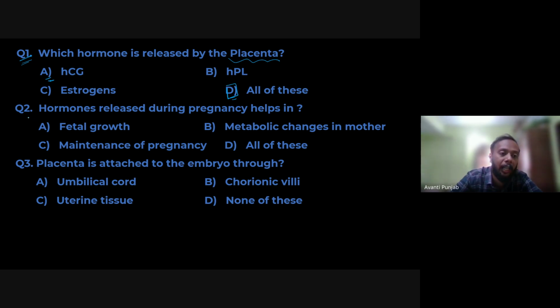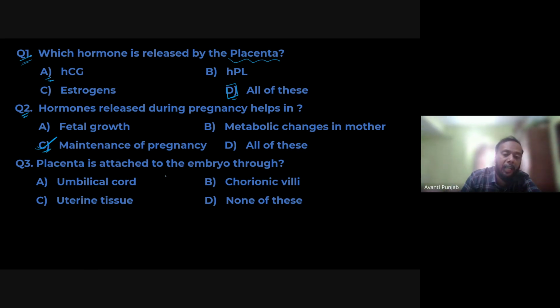Hormones released during the pregnancy help in? हार्मोन जो यहाँ पे प्रेगनेंसी के दौरान रिलीज करे जा रहे हैं वो यहाँ पे किस तरीके से मदद करते हैं? Right. So these hormones will ultimately play the role in the maintenance of pregnancy. That is something done by these particular hormones, which will make sure that your pregnancy is maintained over here.